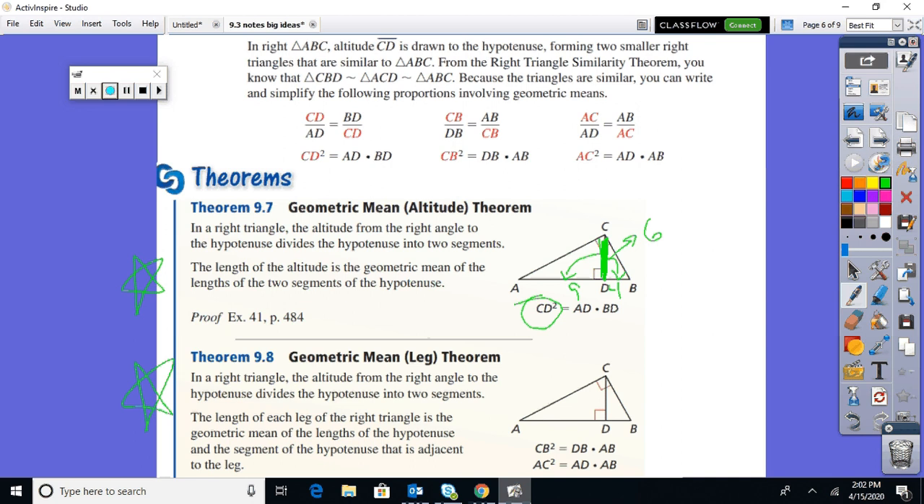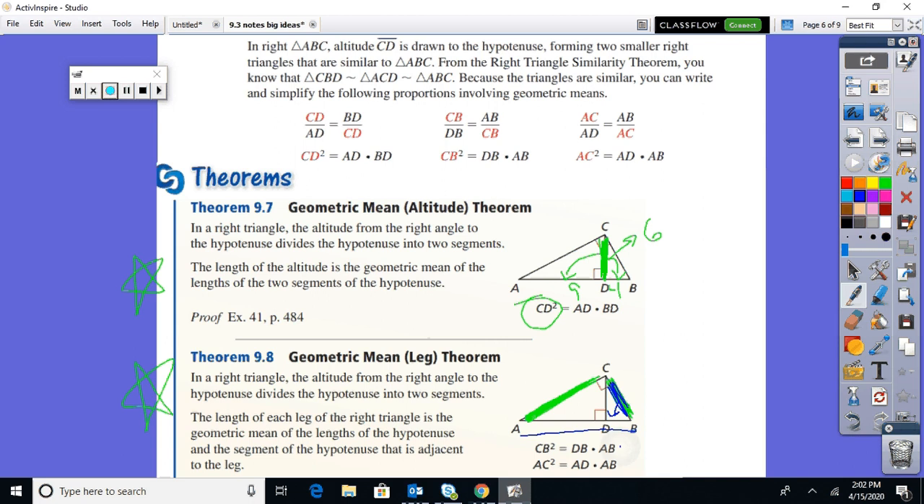And then the other theorem is for the legs. Now it's the legs of the original big right triangle. So in this case, we've got the triangle ABC is the original triangle, and it has two legs, of course. So it's got CB. So CB can be a geometric mean, and CA or AC can be a geometric mean. So now, what is it the mean between? Well, here we go. If it's CB, it's the mean between the little piece of the hypotenuse that it's across from, in this case DB, and then the whole big hypotenuse, which is AB.